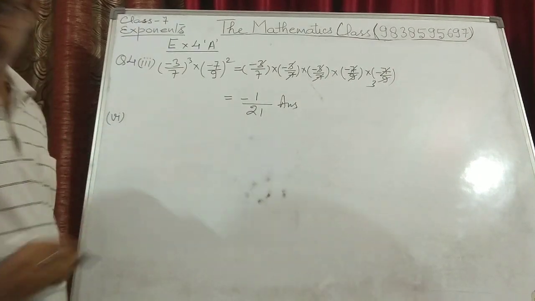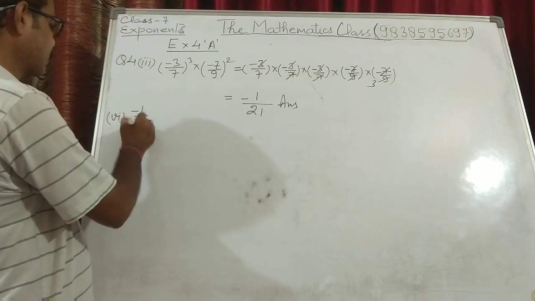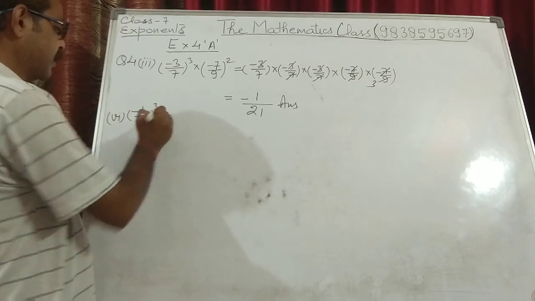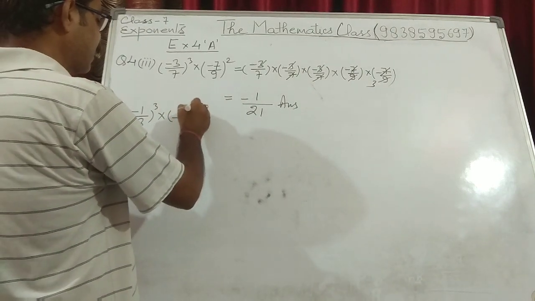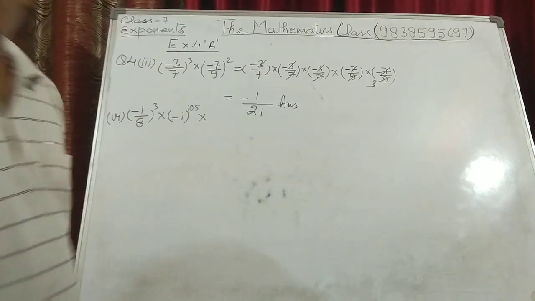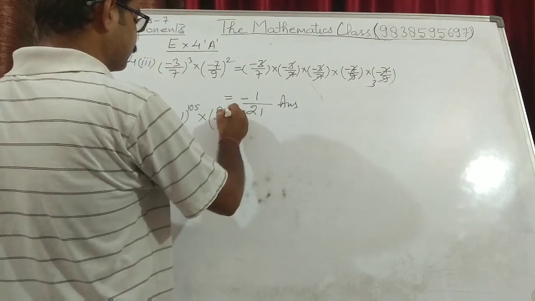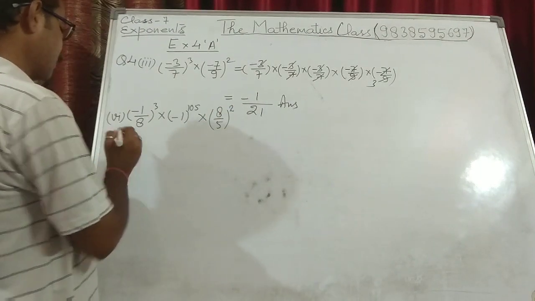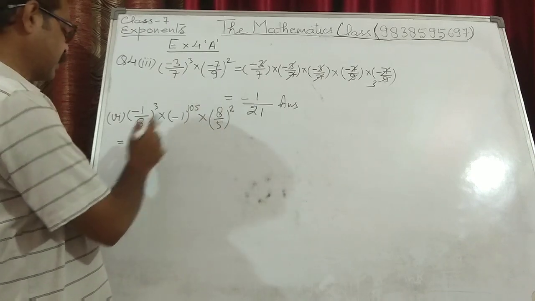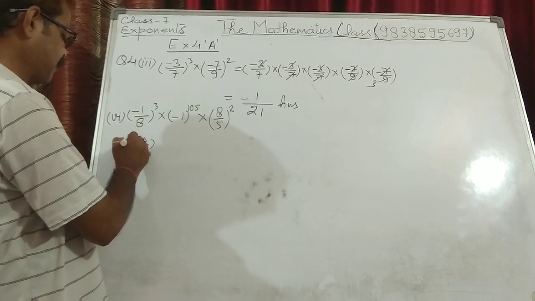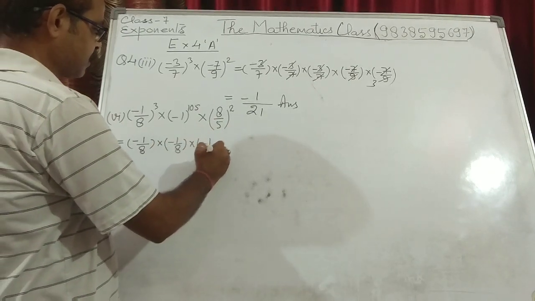6th part of 4th question is minus 1 upon 8 to the power 3 multiplied by minus 1 to the power 105 multiplied by 8 upon 5 to the power 2. Now, minus 1 when multiplied 3 times, what you are going to do is expand it. So, minus 1 upon 8 into minus 1 upon 8 into minus 1 upon 8.